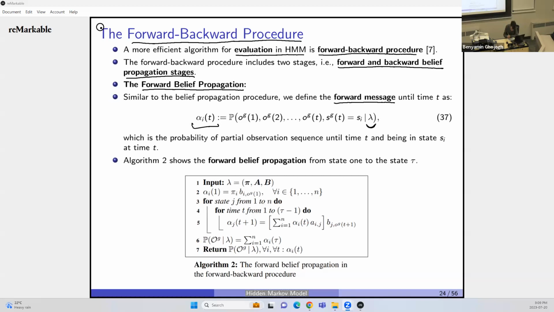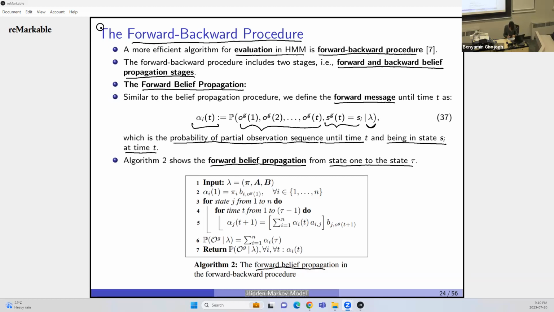It means that given the hidden Markov model, what is the joint probability that at time t, I'm in a state Si, and until now, I have observed all of the observations in the specific observation sequence that I have, from O1 until Ot, which is the probability of the partial observation sequence until time t, and being in a state Si at time t. This is called forward message. Algorithm 2 shows the forward belief propagation from state 1 to the state tau.